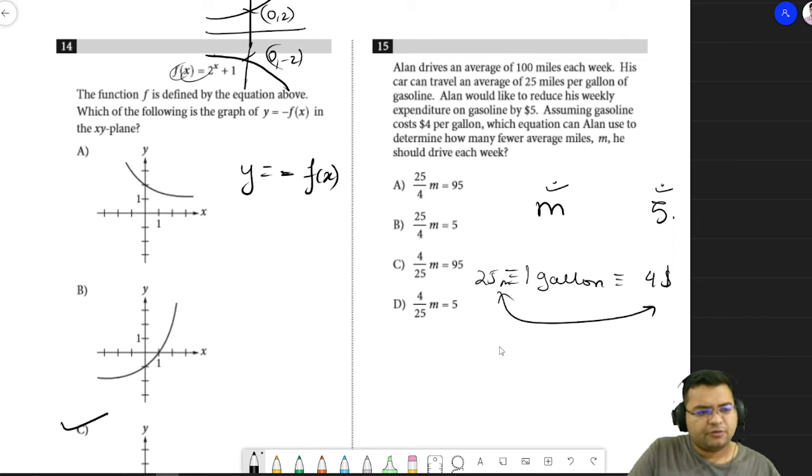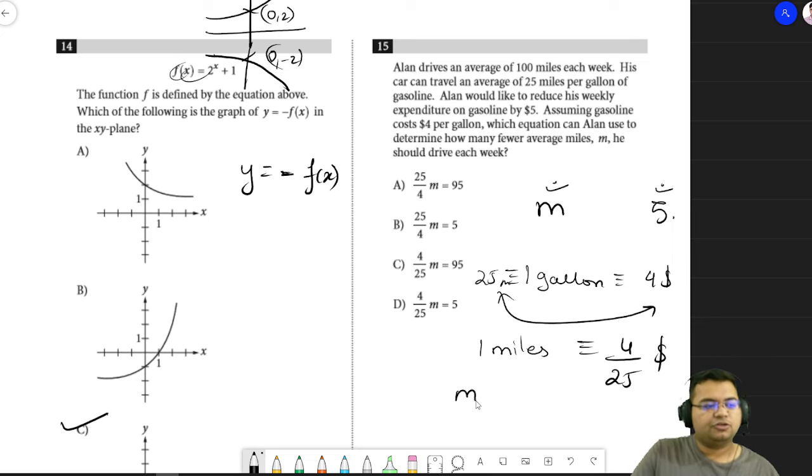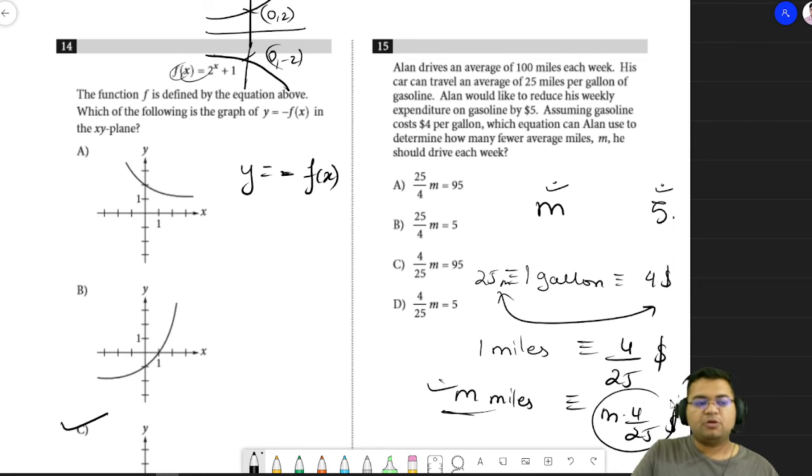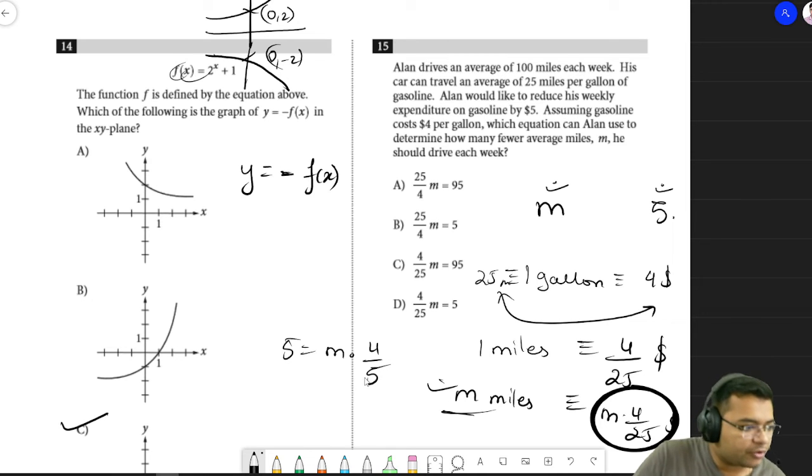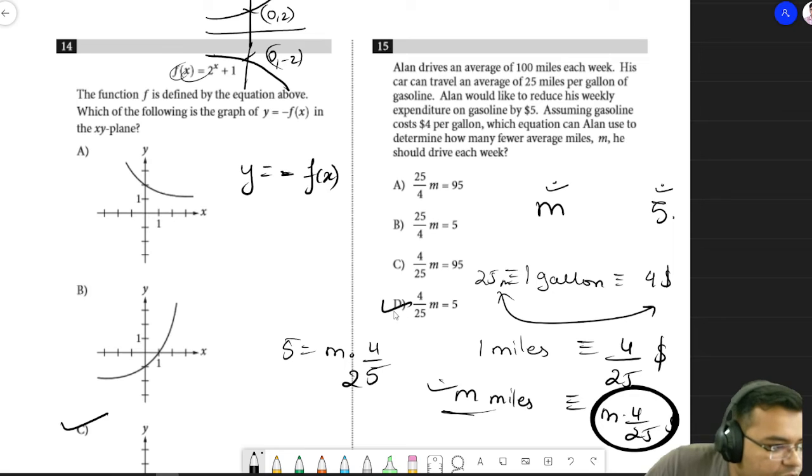So if he wants to drive 1 mile, it will cost him how much? 4 by 25. Yes or no? We can say that. Now, if he wants to drive m miles, how much will it cost? So simply I will multiply this m with 4 by 25, m times 4 by 25. And it is given that if you will travel m miles, it will cost him how much? $5. That means 5 equals m into 4 by 25. So I can write 5 equals m times 4 by 25. Let's see if we are able to see this equation. 4 by 25. So option D is correct.